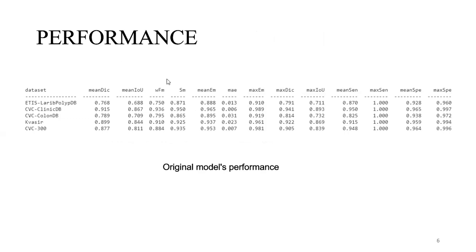Here is the performance of our original model. This ColonDB dataset has in total 5 sub-datasets with their names listed here. The original model's performance for the metric mean Dice, we take the value range from 0.76 to 0.91.